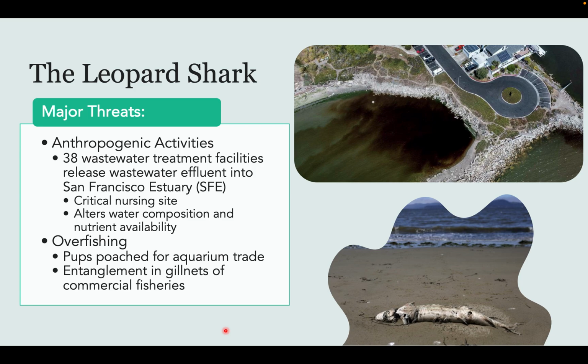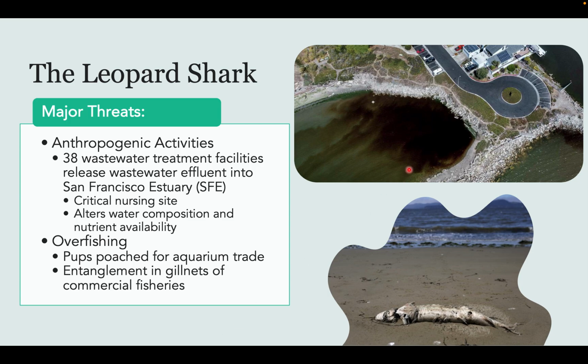Wastewater effluent alters water composition and nutrient availability. These changes have caused a decline in leopard shark presence in the San Francisco estuary. Furthermore, in recent years, this wastewater effluent has been charged as a culprit of algal blooms in the San Francisco estuary, contributing to die-offs of marine species.